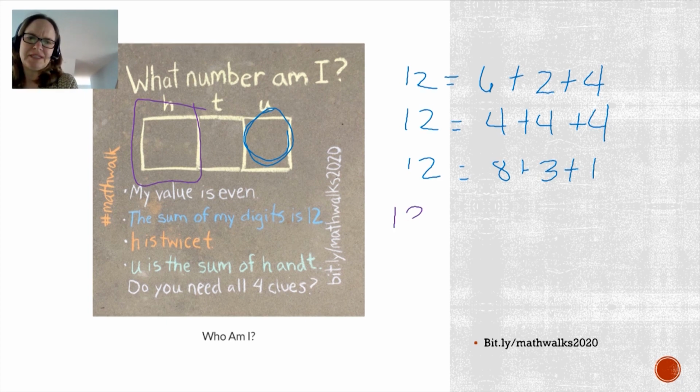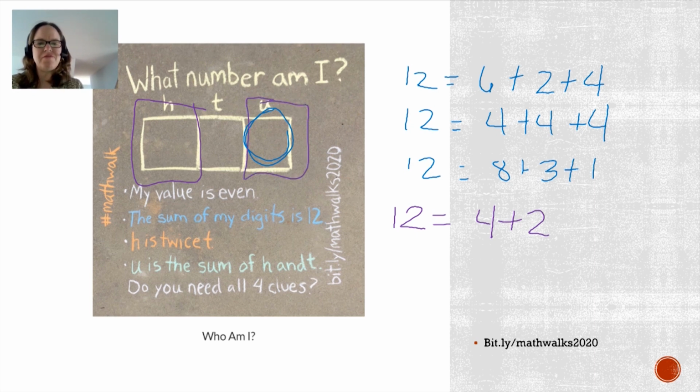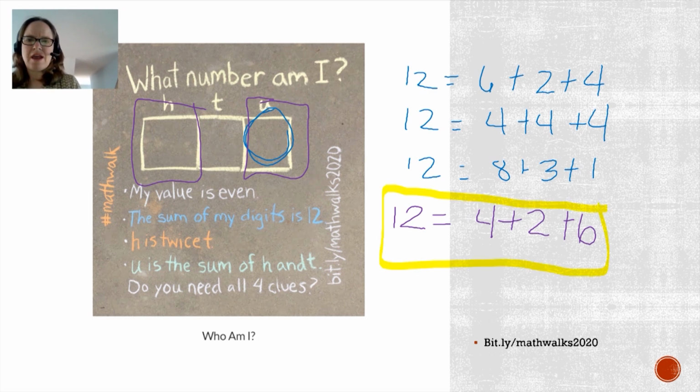Let's try that. h is twice t, so h is 4, t is 2, and then u, this last one here, is the sum of h and t. So h and t, 4 plus 2 is 6. Does that work, where we have 12 equals 4 plus 2 plus 6? So is my number 426? Let's go through and make sure we have it right.